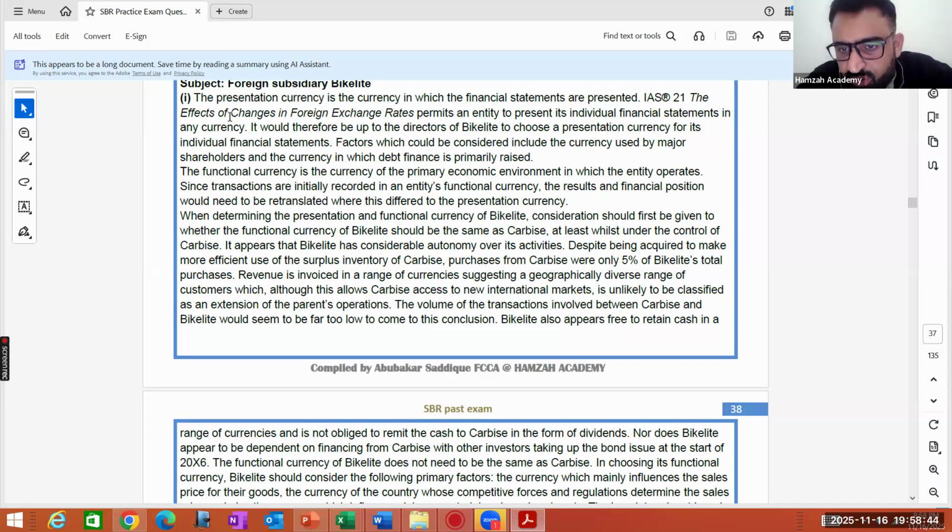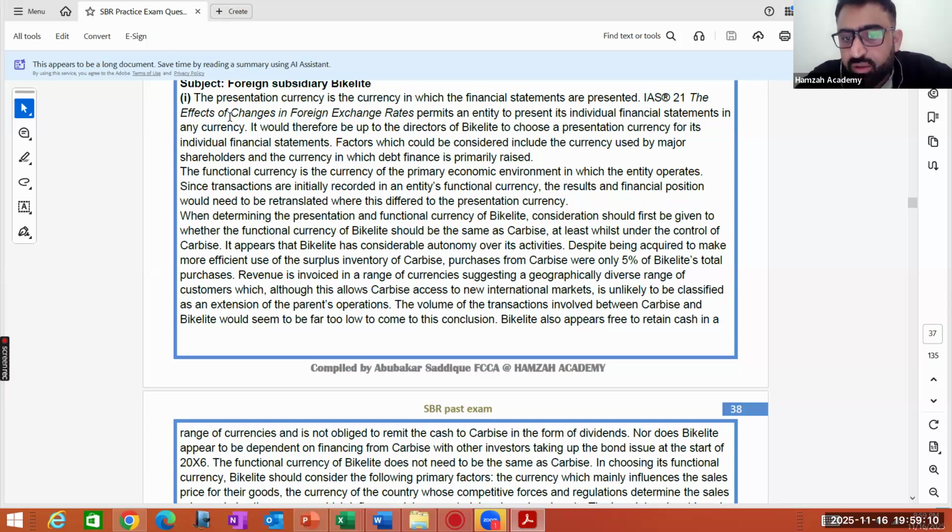Purchases from Carbice were only 5% of the B's total purchases. Revenue is invoiced in a range of currencies, suggesting a geographically diverse range of customers, which, although this allows Carbice access to new international markets, is unlikely to be classified as an extension of the parent's operation. The volume of the transactions between Carbice and the B would seem far too low to come to this conclusion.